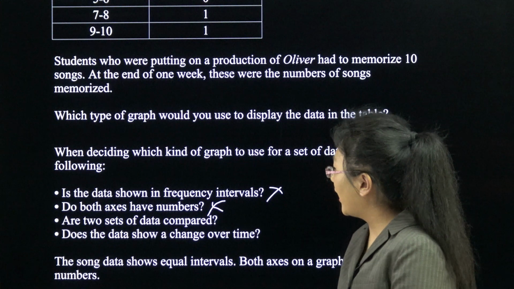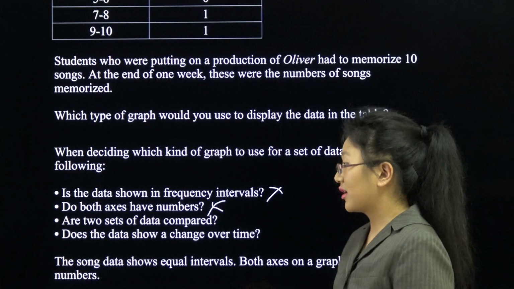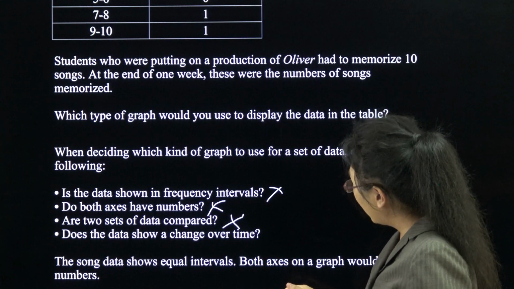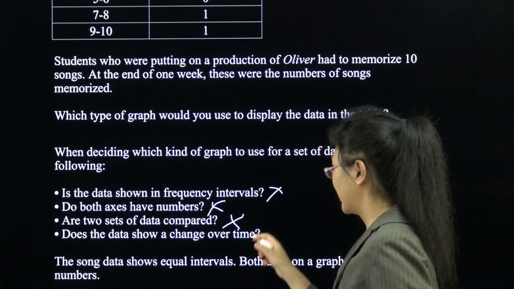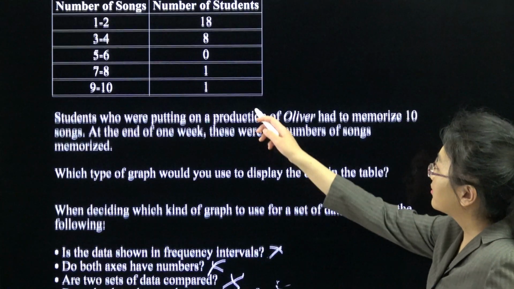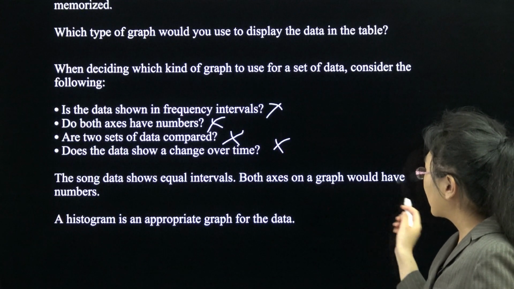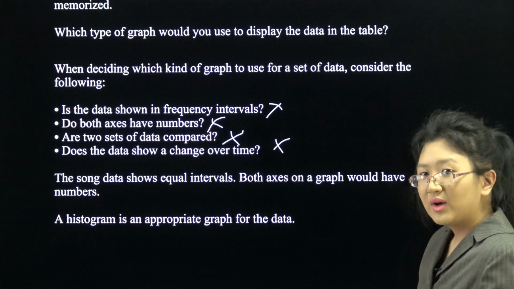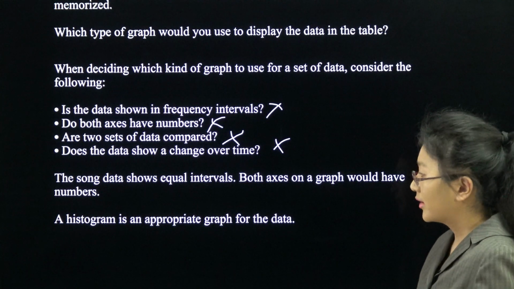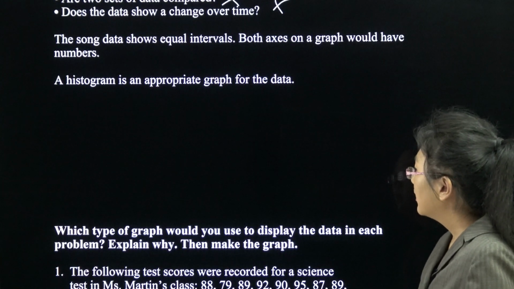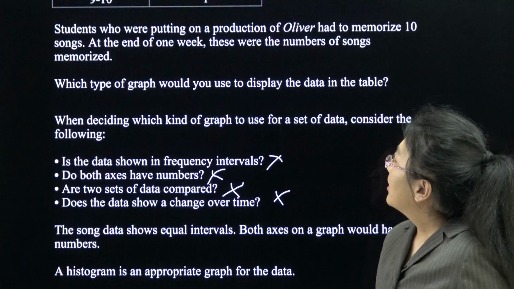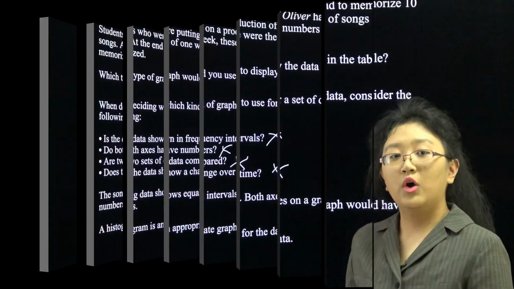Are the two sets of data compared? If it's a comparison, then chances are it's a bar graph. Does the data show a change over time? If it's over time, then chances are it's a line graph. The song data shows equal intervals, and both axes on the graph would have numbers. Now, the one that we know that shows equal intervals that isn't time is a histogram. And I could draw one right now, but it'd be increasingly wobbly, so I'm not going to do that.